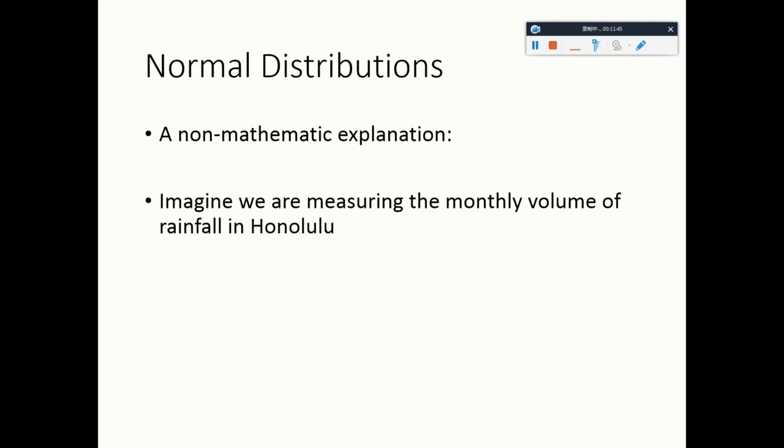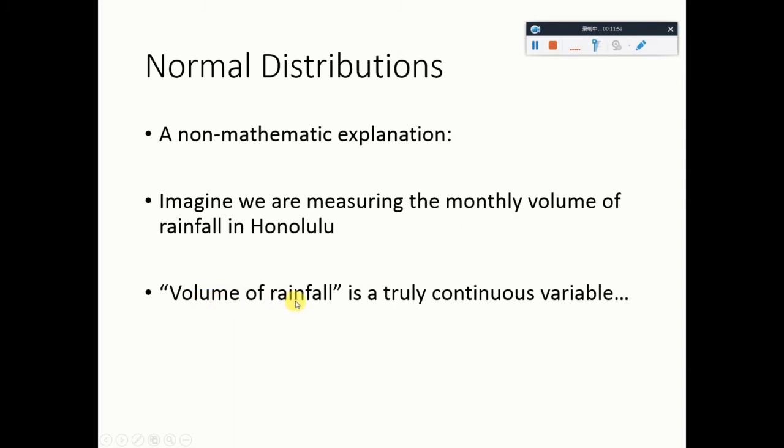So imagine that we're measuring the volume of rainfall in this particular city, or monthly volume, okay? Immediately you will see that the volume of rainfall is a truly continuous variable, right? It's measured in, I don't know, square inches, for example, and that is a continuous variable without any dispute.